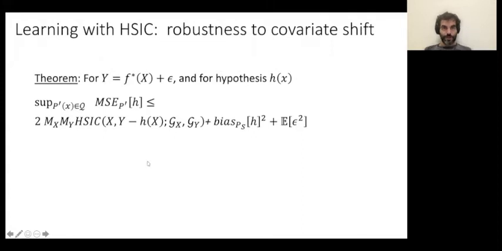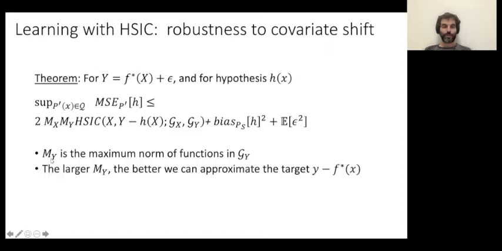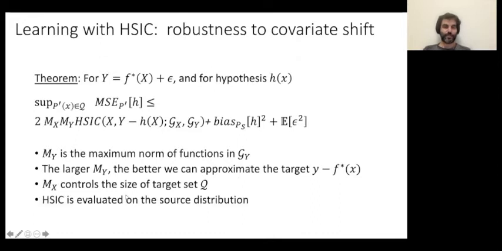So in this sense, learning with HSIC is robust against changes in the distribution of X. And just to explain the constants, MY is the maximum norm of functions in GY. The larger MY, the looser the bound, but the better we can approximate the target, the residuals between the Ys and F star. And MX controls the size of the target set Q. Smaller MX means the bound is tighter, but the target set is smaller. So that's a trade-off we have to make.